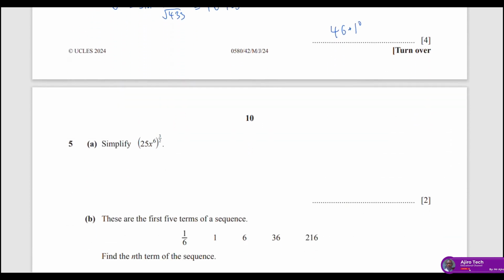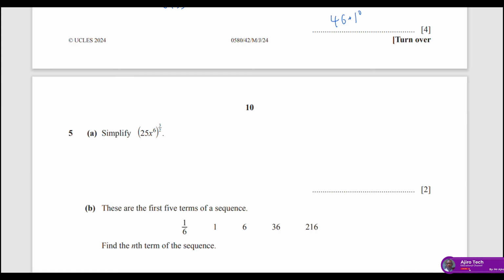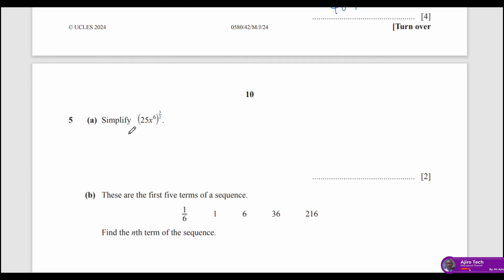Simplify that. So I can see that I have 25 to the power 3 over 2, then x to the power 6 times 3 over 2. That is 5 to the power 2 times 3 over 2, x to the power 9. Everything is 125 x to the power 9.